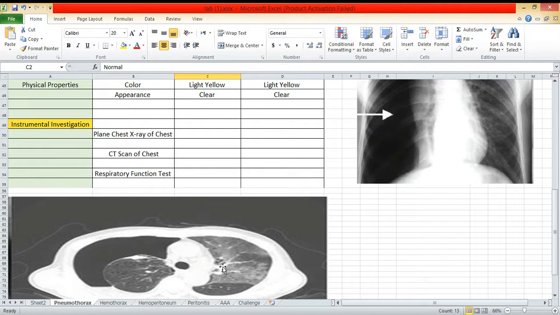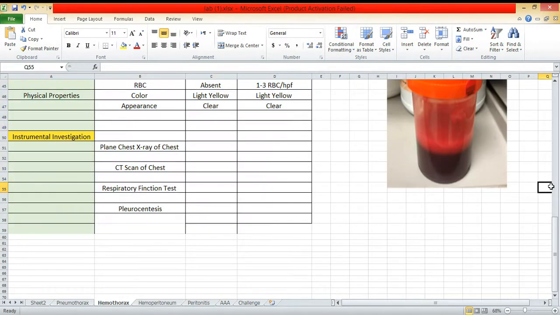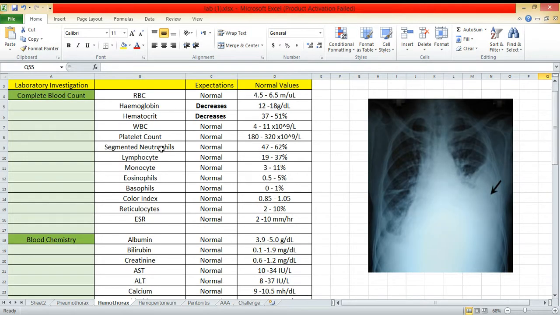Next is hemothorax. Also starting from laboratory investigation, in the complete blood count, these are the normal values and expected values. Here in bold letters, we can see changes expected. For hemoglobin, it is expected to decrease, and hematocrit to decrease. On the right here is the chest X-ray for hemothorax. Here on the left side, you can see left-sided hemothorax.